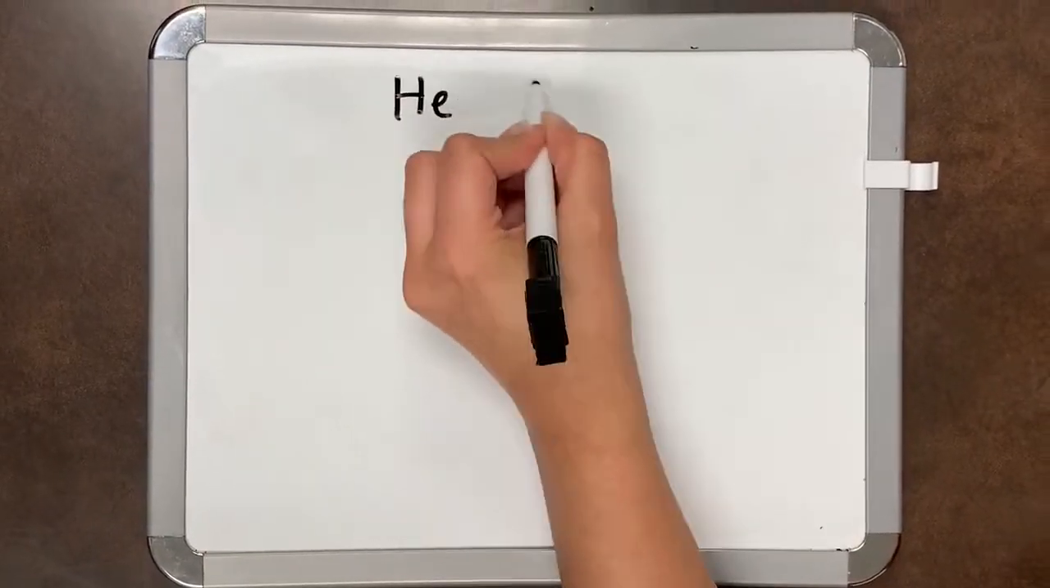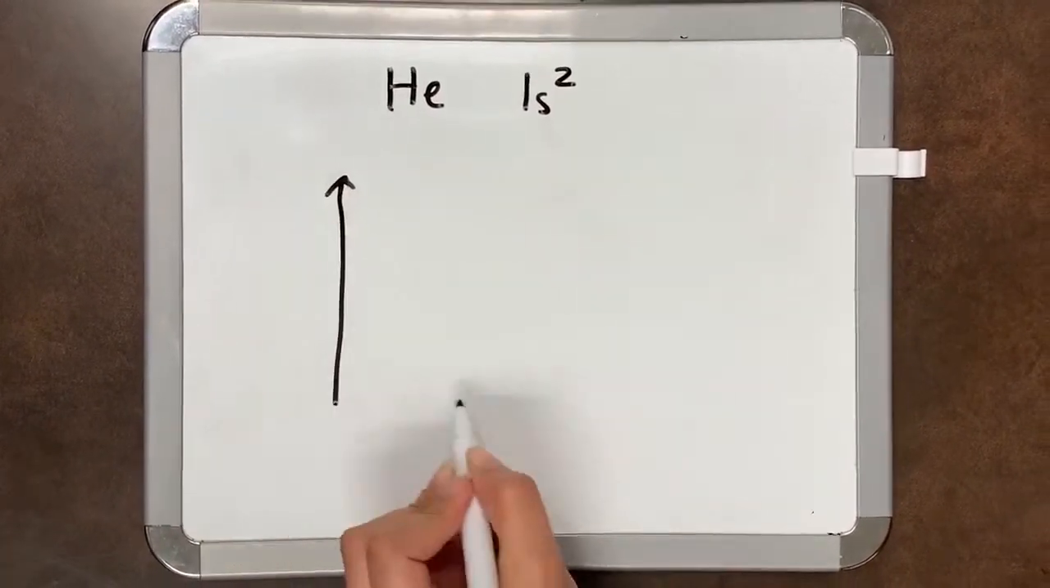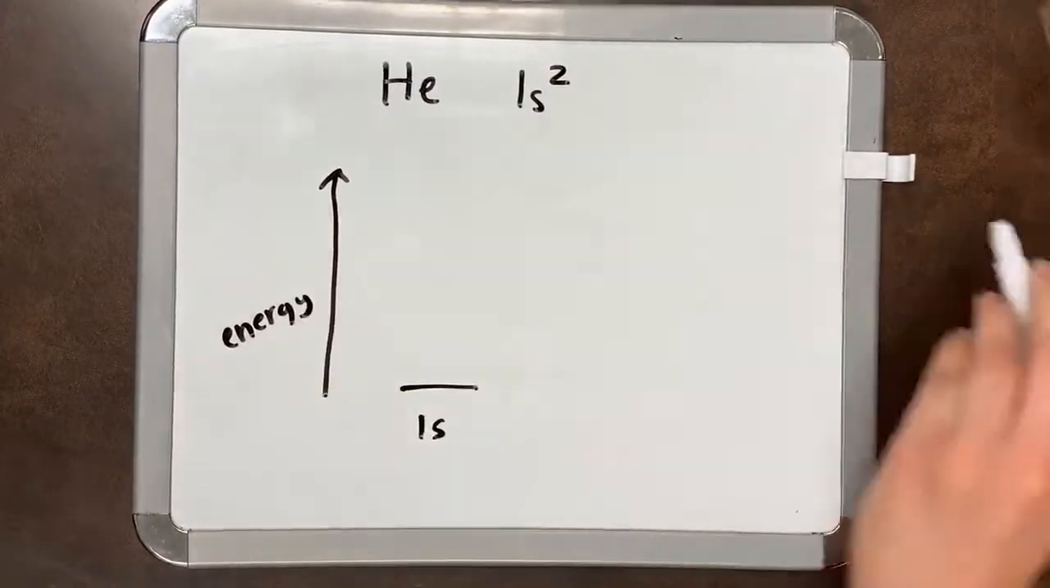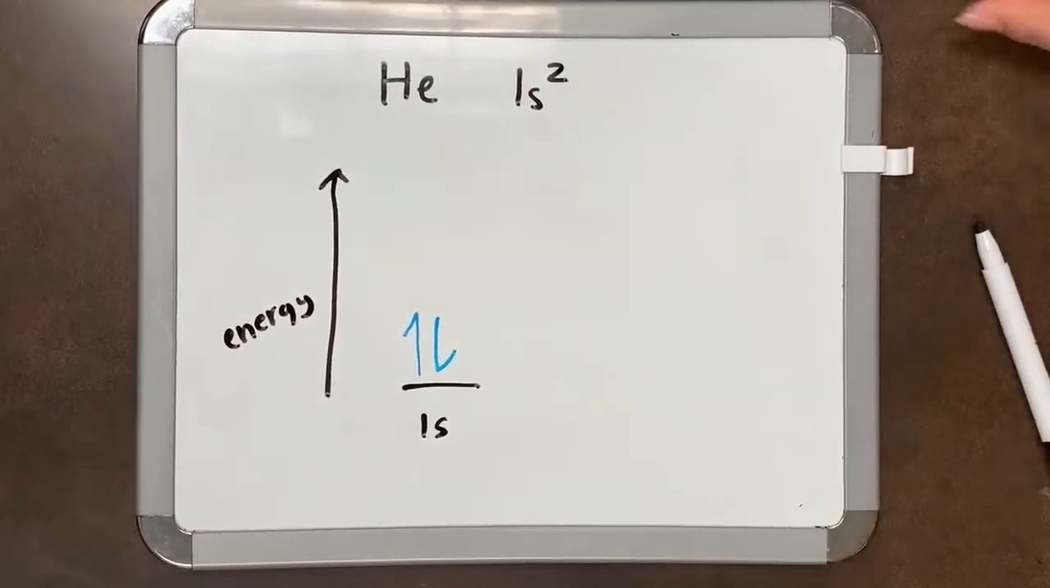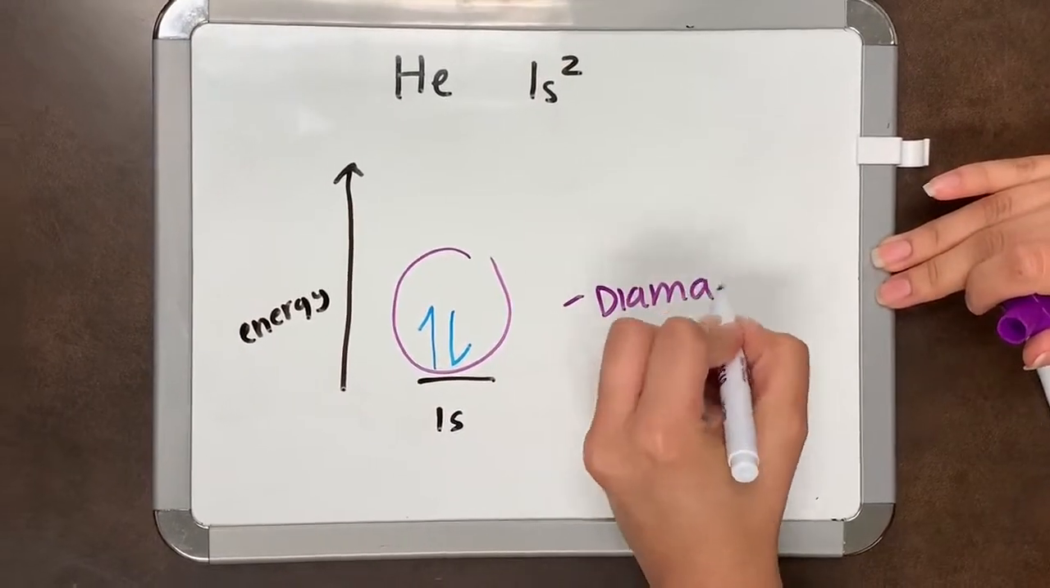For example, helium. Its electron configuration is 1s2, so it has 2 electrons in its s orbital. It has paired electrons, so it's diamagnetic.